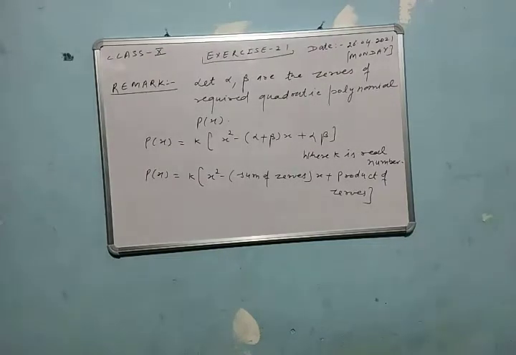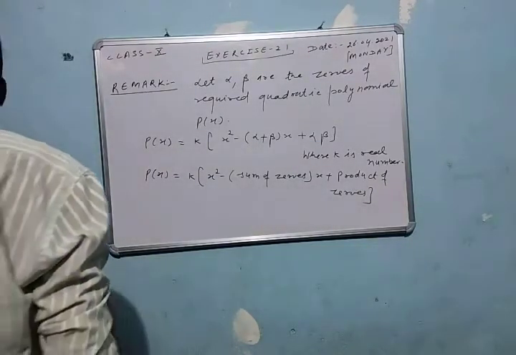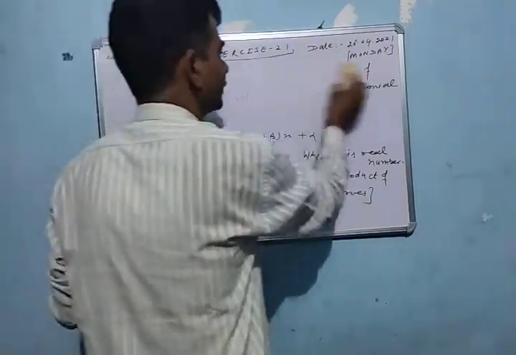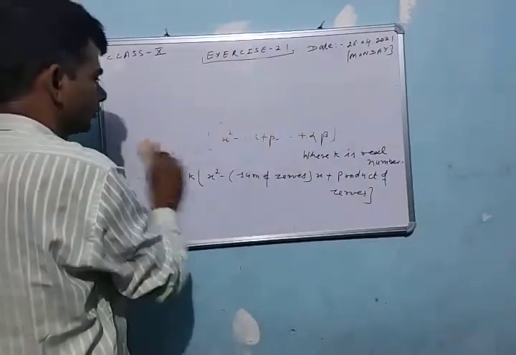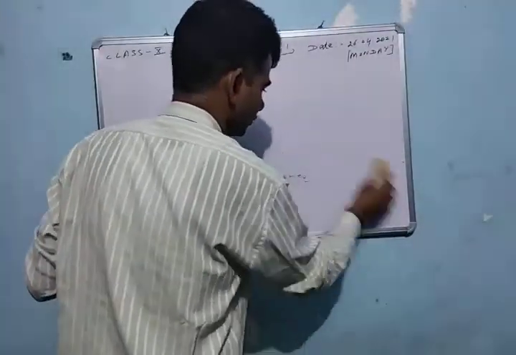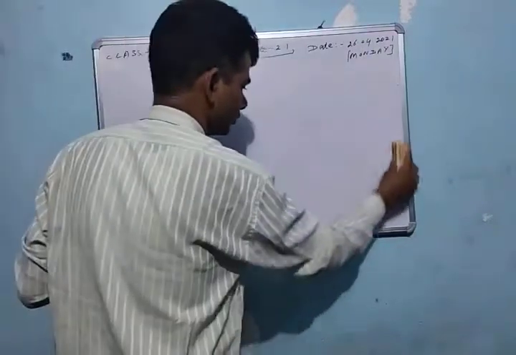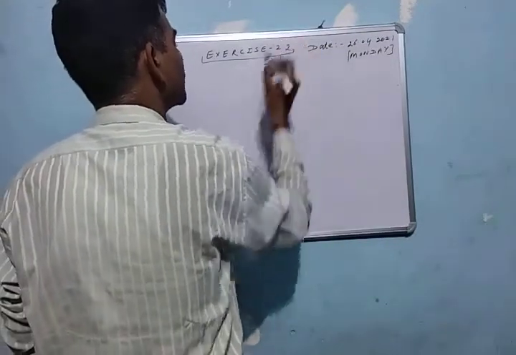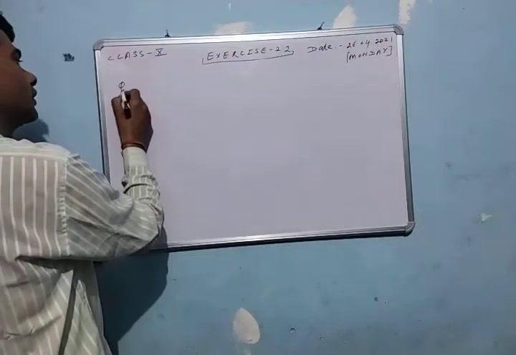Now student, we will discuss exercise 2.1. Now students, find the zeros of the quadratic polynomial. Exercise 2.2. Now student, question number 1.